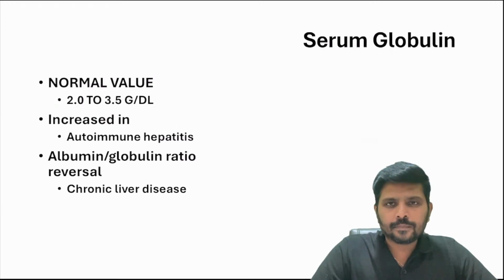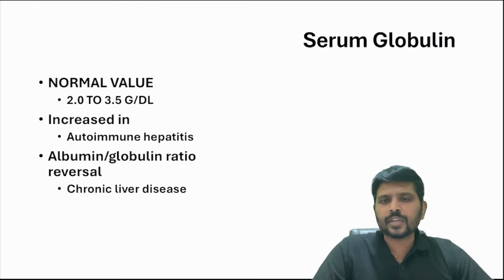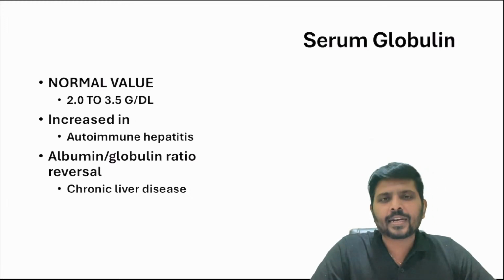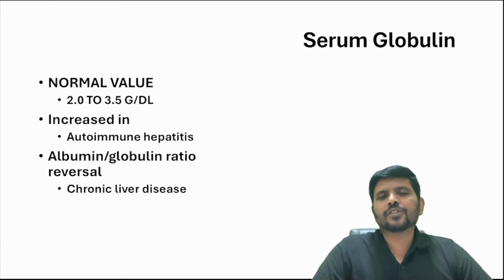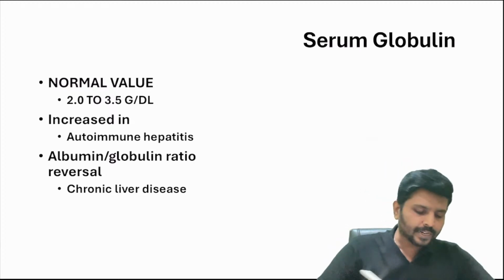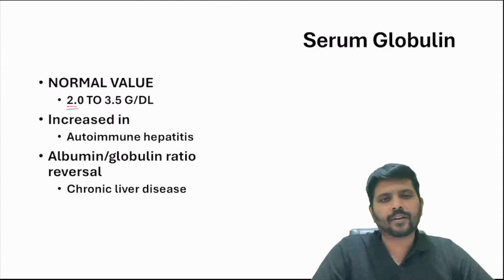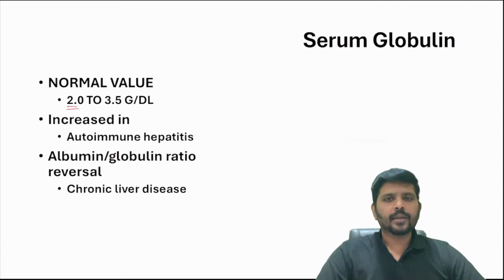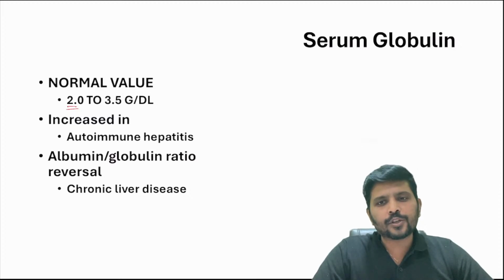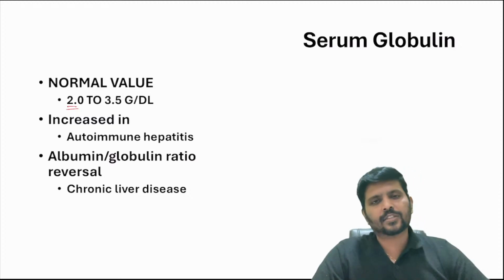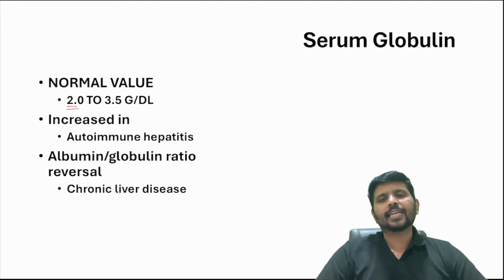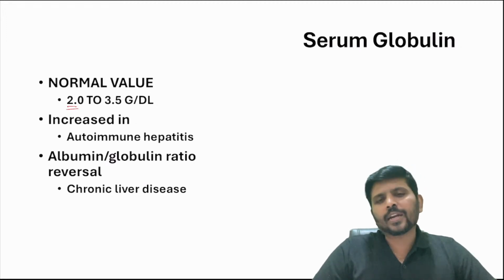Serum globulin. Normally, we don't measure serum globulin as such. Whenever you order for LFT, you will get a serum albumin, which is 3.5 to 5 grams per deciliter, and serum globulin is 2 to 3.5 grams per deciliter. And the albumin globulin ratio is usually 1.5:1. When albumin globulin ratio is reversed, it indicates that liver has been damaged, and it can be a chronic liver disease.